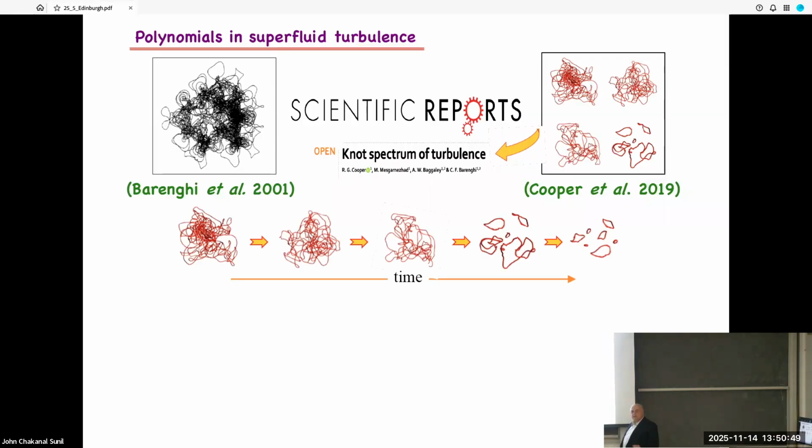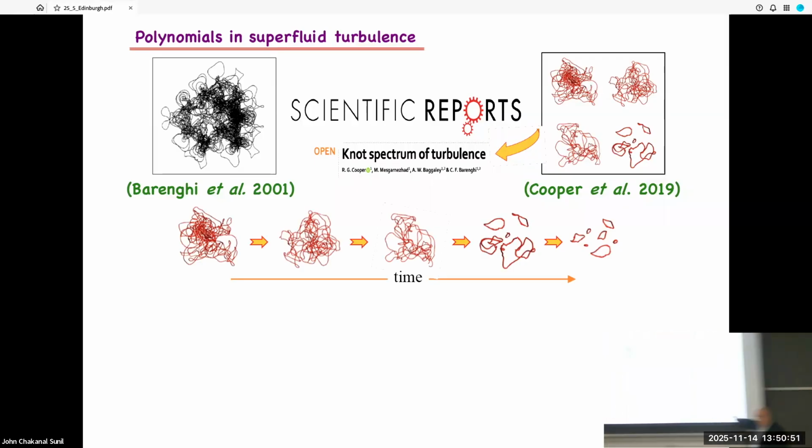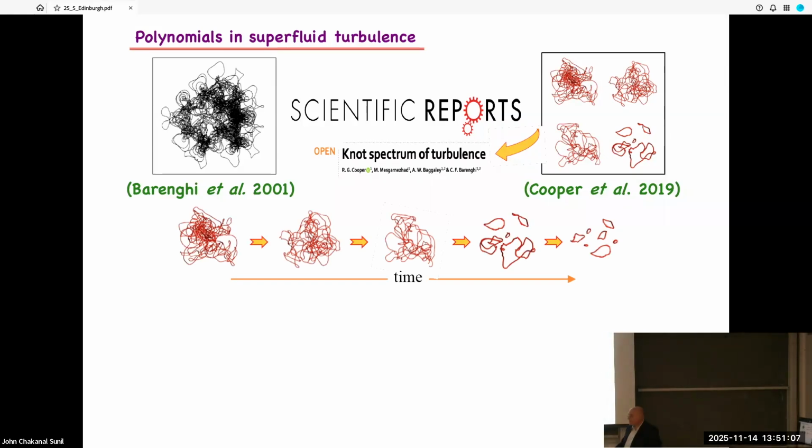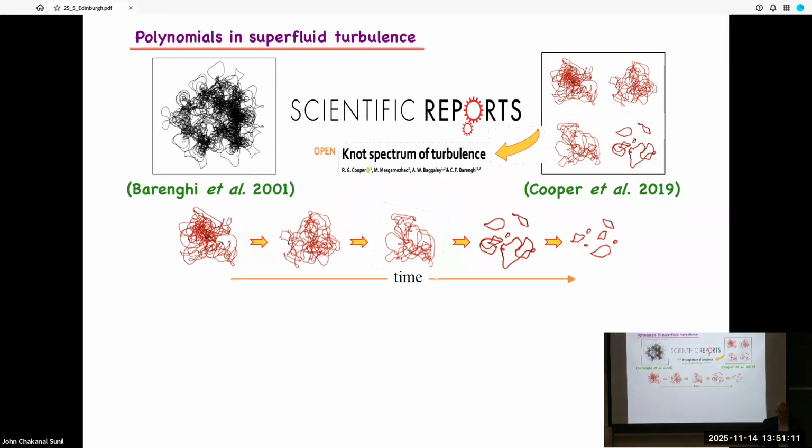So what is remarkable is the following. This is well known. You start with a tangle and it evolves. There are reconnections, recombinations, topology changes in time. And the end result is very similar to classical turbulence. You see some loops and nothing else. Okay, so this is enough for me to play a little bit around.